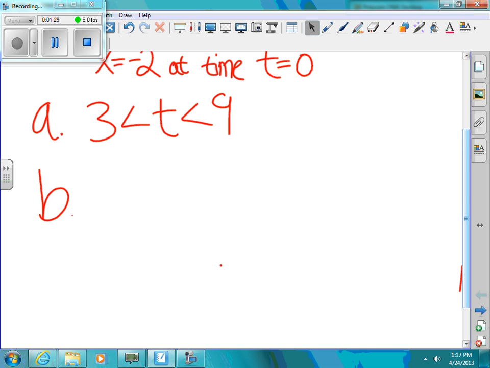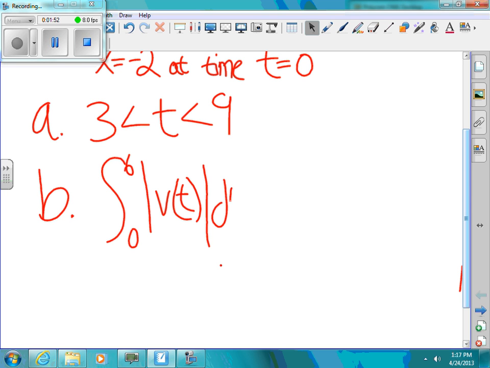Total distance should hint that we have to use the absolute value. So we take the absolute value of the integral from 0 to 6 of v(t), because we were given the time t equals 0 to t equals 6. And that's all you have to do.